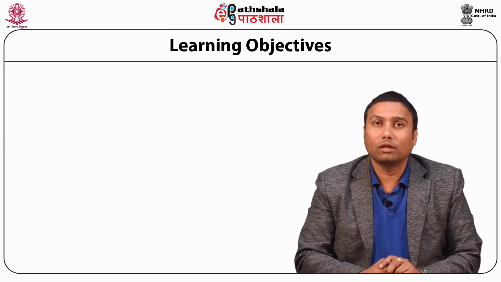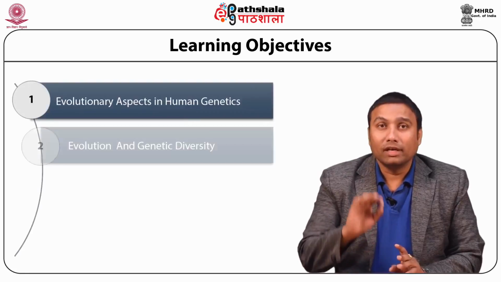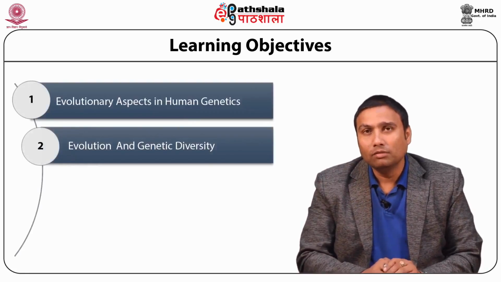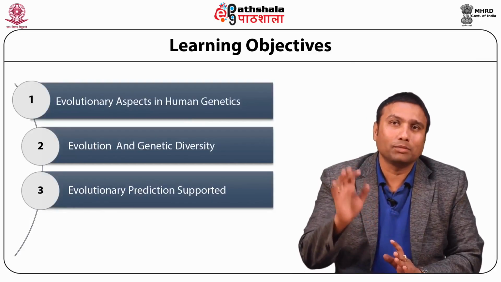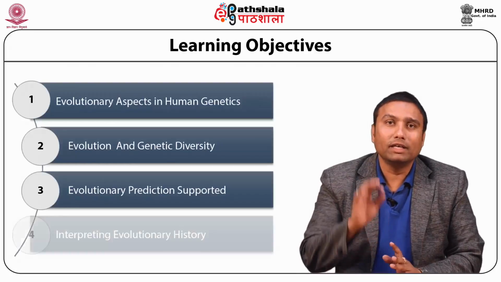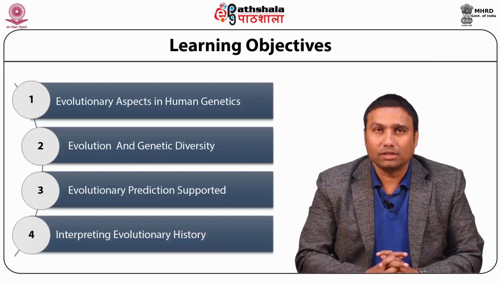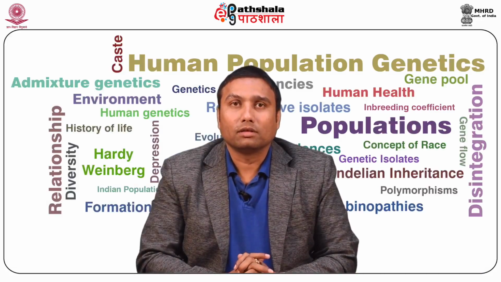We will discuss evolutionary aspects in human genetics, the relationship between evolution and genetic diversity. We will also try to develop the concept called evolutionary prediction supported, and ultimately discuss interpreting evolutionary history related to this particular feature. Let me give you the introductory information regarding this.